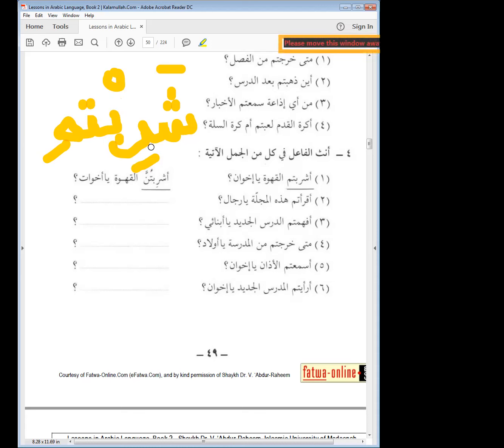Right, so sharibtum, sheen fatha, ra kasra, joined to the ba, and then you have the ta dhamma, tum, sharibtum, and there's a sukun on the mim. Right, hope everybody follows that. So from the verb shariba, you add the pronoun at the end, tum, you get sharibtum, sharibtum. Right, if you don't understand how that is formed, just let me know.